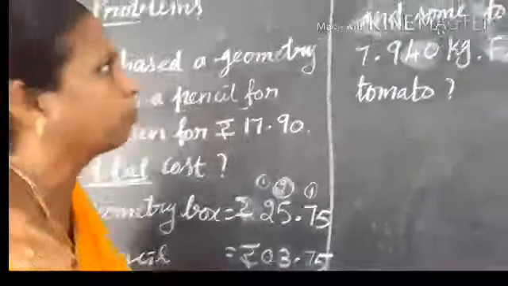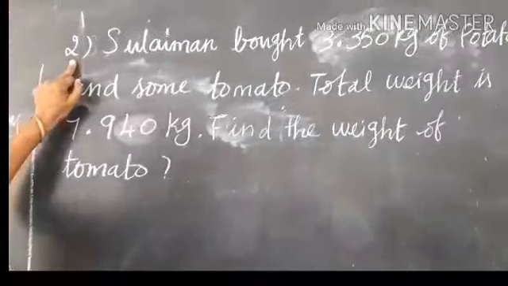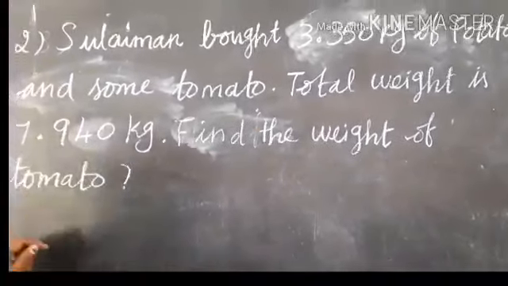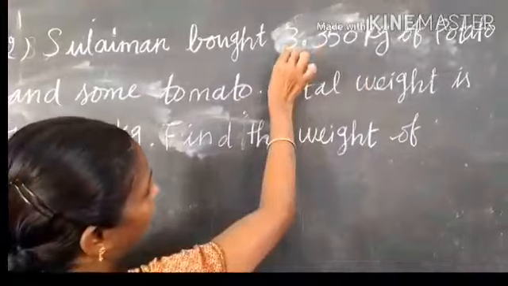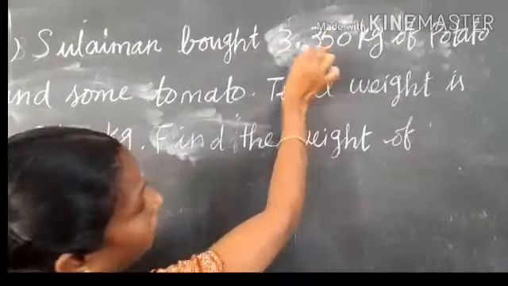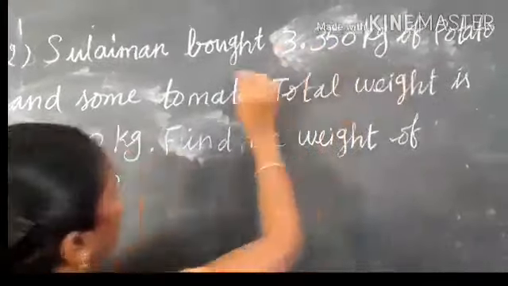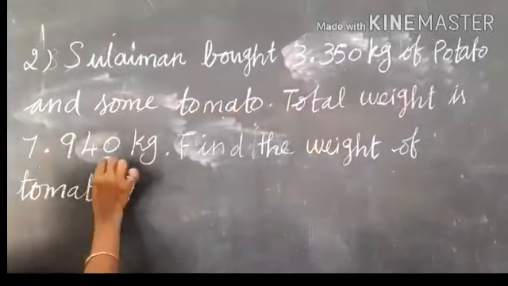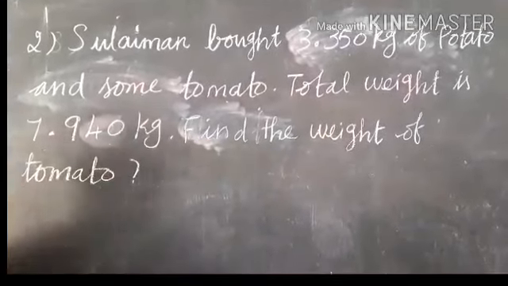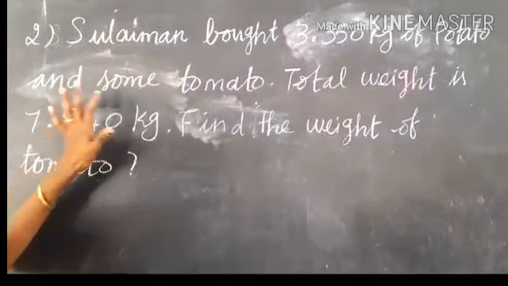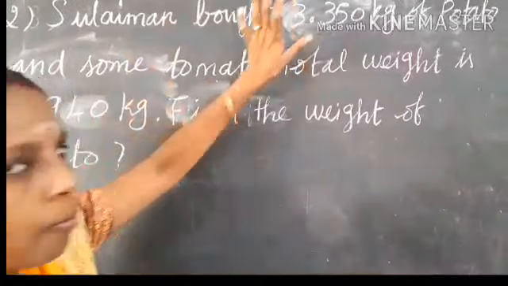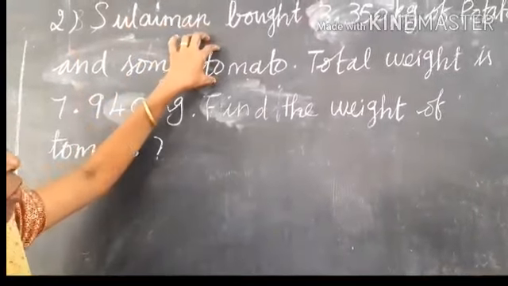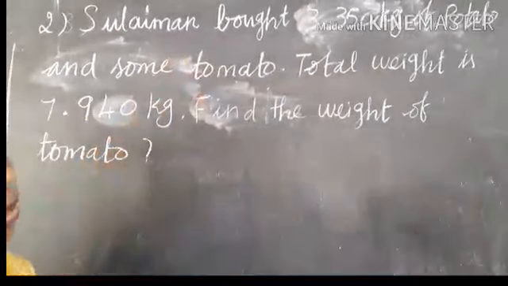One more sum, children. Sulaiman bought 3.350 kilogram of potato. Here 3.350 means 3 kilogram, 350 gram. Okay, 3.35 kilogram of potato and some tomato. The total weight is 7.94 kilogram. Find the weight of tomato. Sulaiman bought some potato and tomato. Potato weight is given. Okay, and the total weight is given. We have to find out the weight of tomato. How do we find out the weight of tomato? By subtraction.